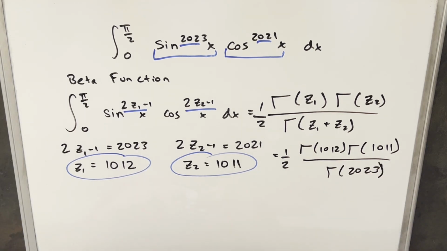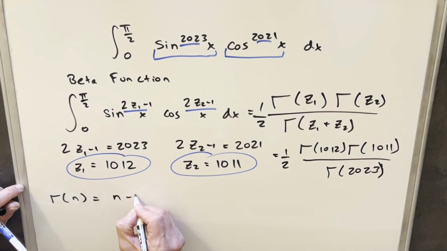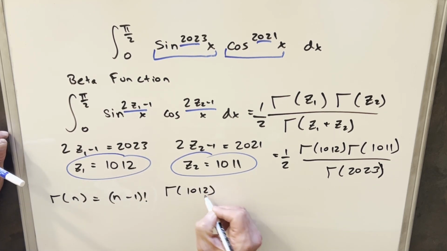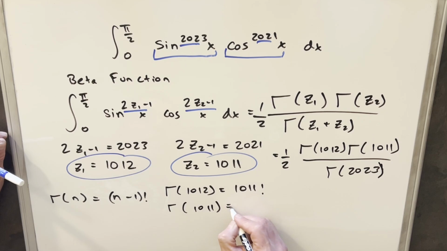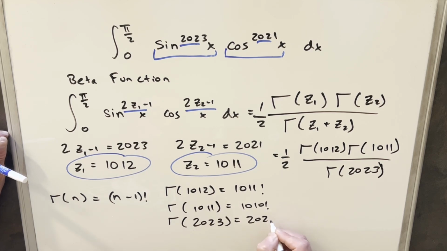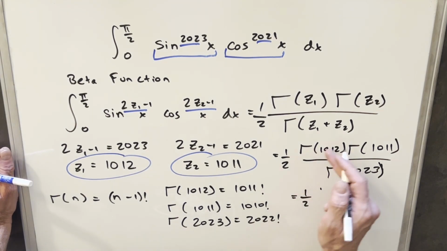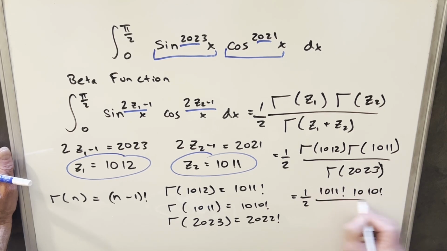Now for the gamma function, we have a way to express this in terms of factorial. If we have gamma of n, we can write this as n minus 1 factorial. So gamma of 1012 is the same thing as 1011 factorial. Gamma of 1011 is the same thing as 1010 factorial. And gamma of 2023 is the same thing as 2022 factorial. Plugging this into our solution, we'll have 1/2 in front, for gamma of 1012 we have 1011 factorial, times 1010 factorial, over in the denominator 2022 factorial.